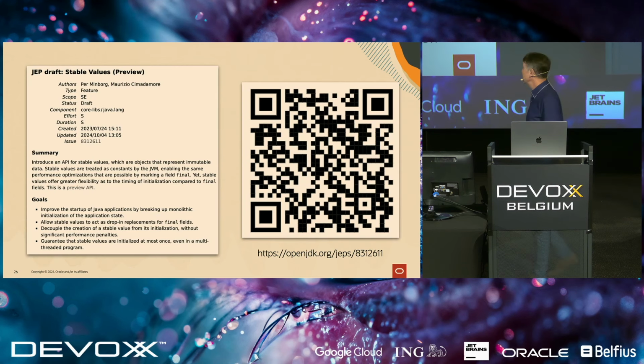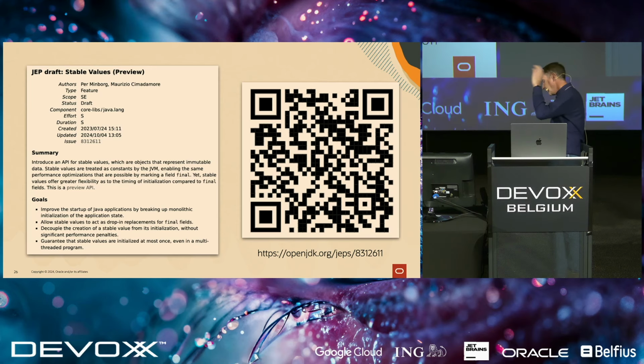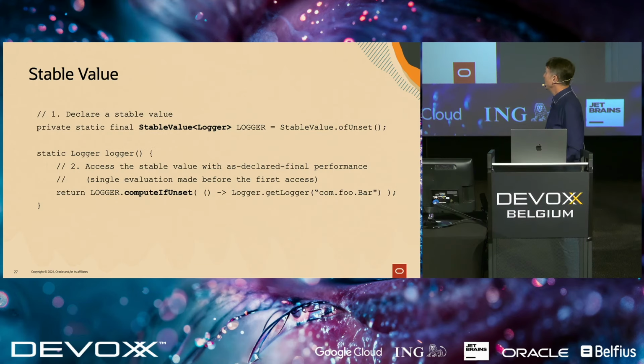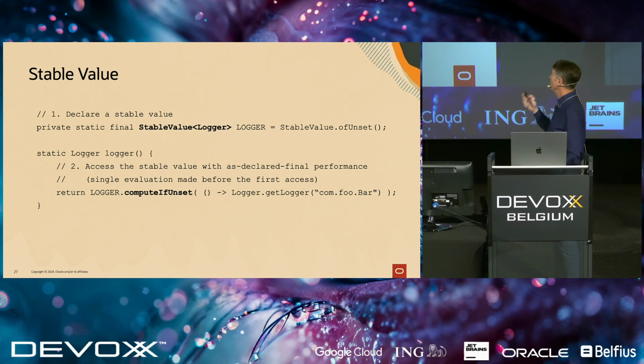So I will just make a small excursion on that. Stable value is something that sits in between a mutable and an immutable field that gives kind of the best of two worlds. So you can see the preliminary API there. Most applications have a logger, but you can say that this is a stable value, and then you can just set it when it's used. And this will have the same performance as if you had declared it final from the beginning, but you can initialize it later. So I think it's a very good improvement of Java. And I think we're going to see this in various places, maybe in the JDK itself and also in applications.